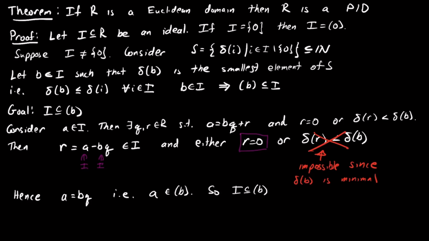And where do we go from here? Well, I know that I is a subset of the ideal generated by b. I know that the ideal generated by b is a subset of I. And so I is equal to the ideal generated by b. Okay, so this is kind of neat because if we have a suitably defined division algorithm, we can show that every ideal in R is a principal ideal.